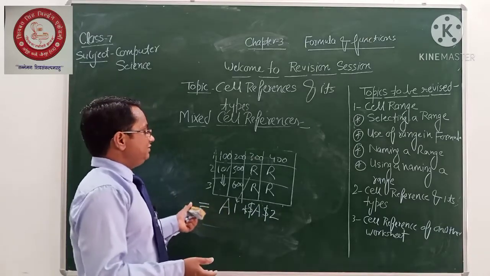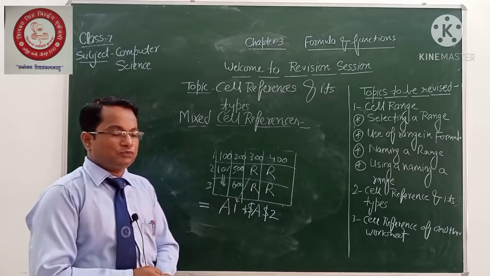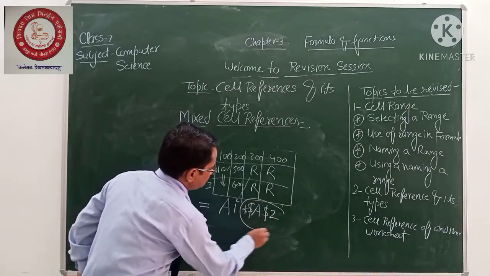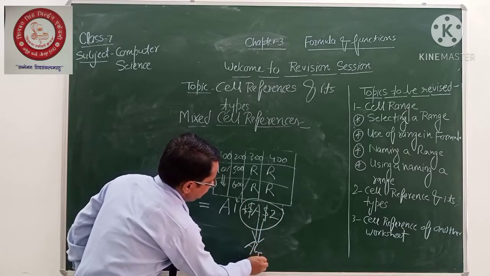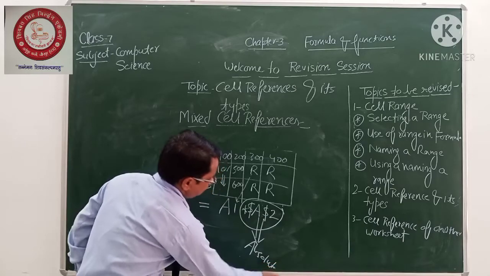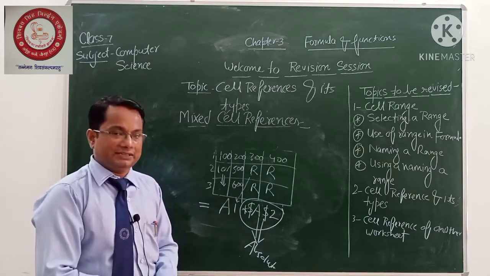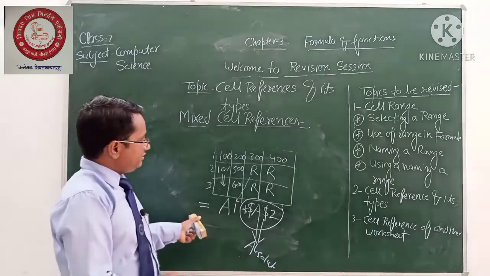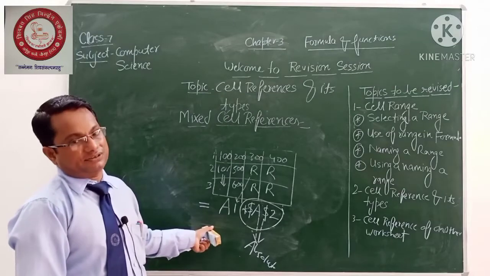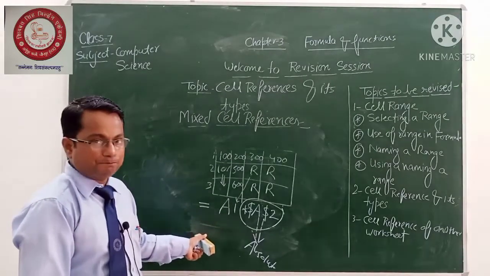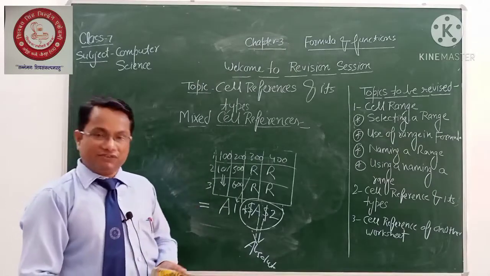So this is one example of mixed self-referencing, but this part is the example of absolute self-reference. This part is known as absolute self-reference. But you can consider the whole line as an example of mixed self-reference also. Clear? I hope you are able to understand each and everything.